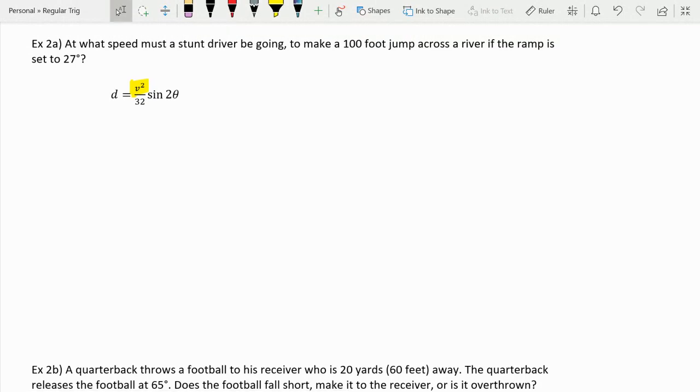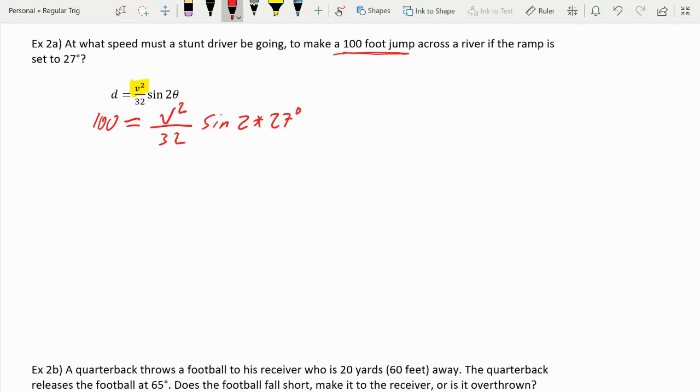So we know the distance this time. The distance is 100 feet. So this stunt driver, car, motorcycle, whatever, has to jump 100 feet. We have to figure out how fast he or she must be going. And then they told us that the ramp was 27 degrees.